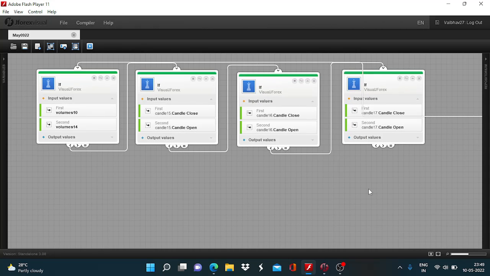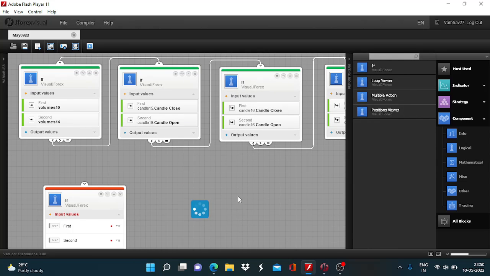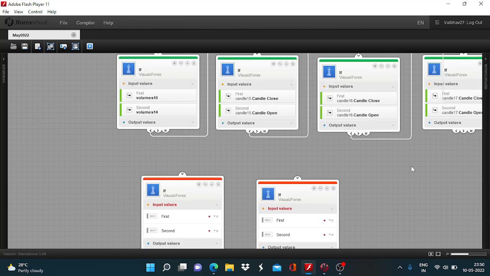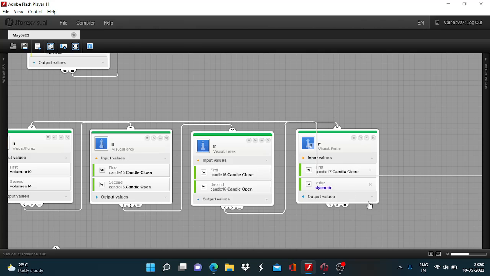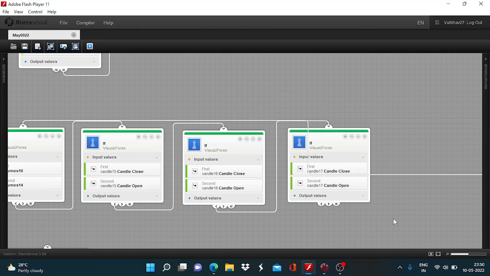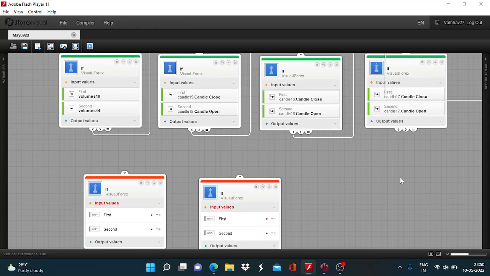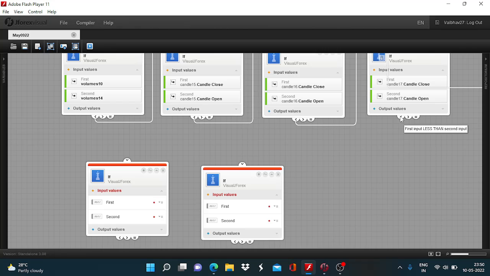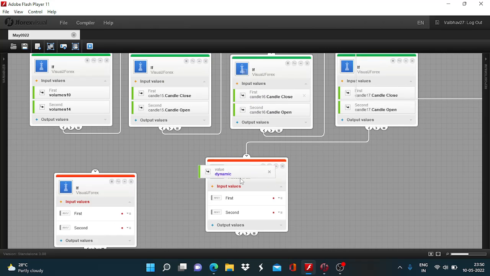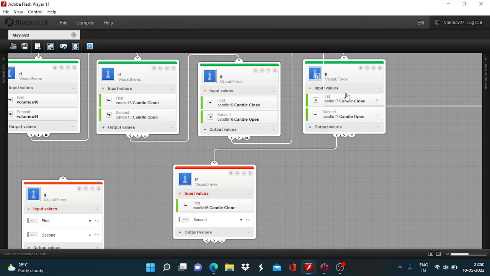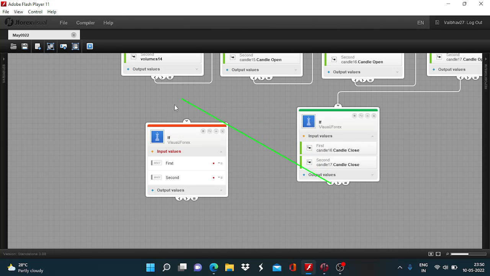Alright, now we will compare the closing value of the candle 16 with the closing value of the candle 17. So here candle 16 candle close needs to be lower than candle 17 candle close. So again, first input less than second input.